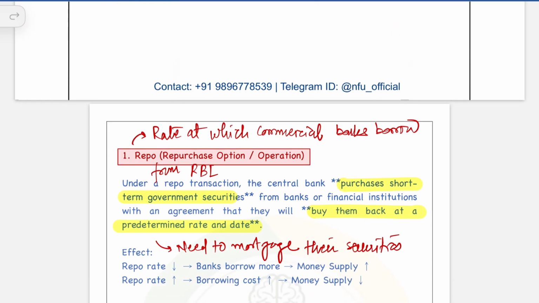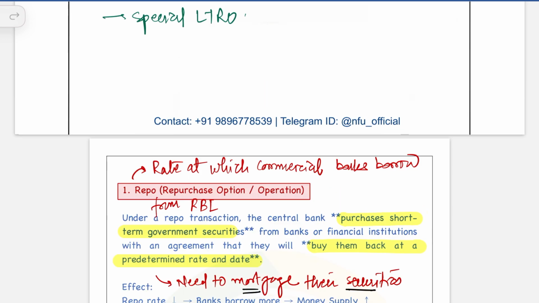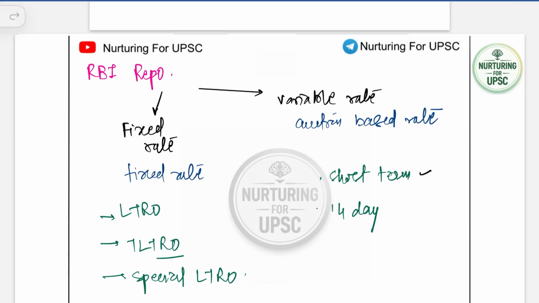However, repo rate is the rate at which the commercial banks borrow from the RBI, and this has been the major policy rate that has been existing. And generally they are given against mortgage securities, and they are generally of the short term. What do I mean by short term? They are generally done for a 1 day or overnight basis. So they are done for 1 day, there are for 14 days, and they are generally variable rate repos. So what do I mean by variable rate?